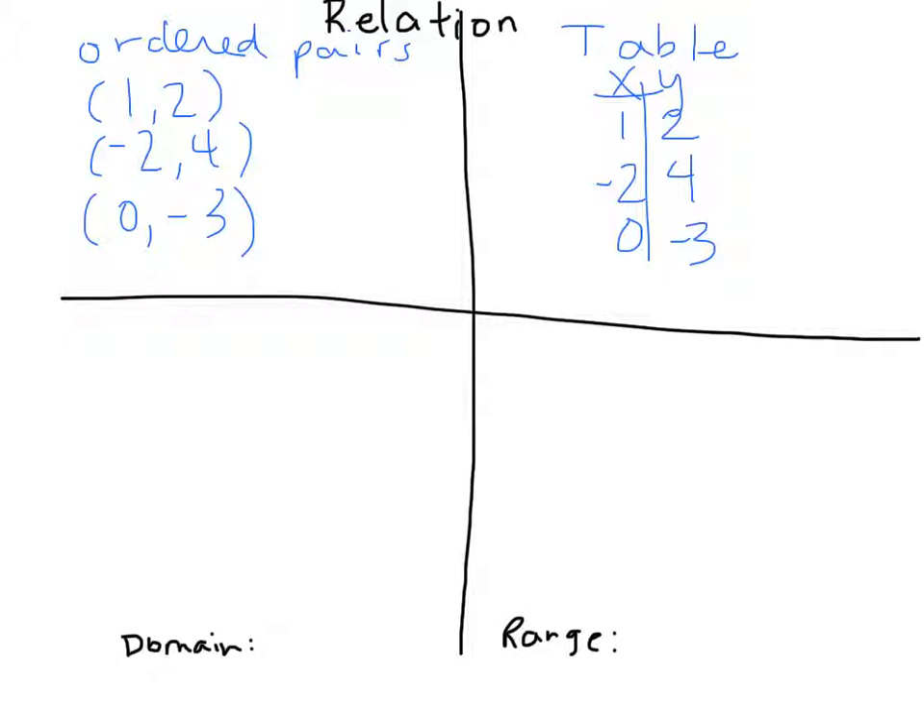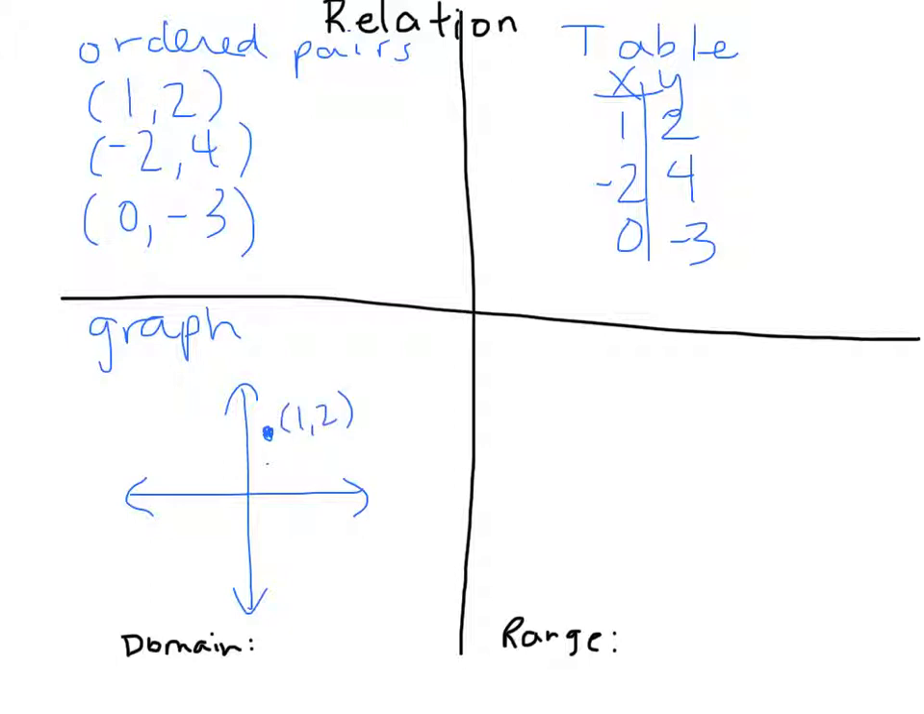Okay? Another way that we can represent them is by using a graph. And so we make a coordinate system, a coordinate plane, and we actually graph the points. So let's graph them. We go to the right 1 and up 2, and we put a dot, and that's point 1, 2. And then we go -2 to the left and up 4. So that's -2, 4. And then we go 0, -3, and right on the y-axis. So that's another way that we can graph our relation, or show our relation.